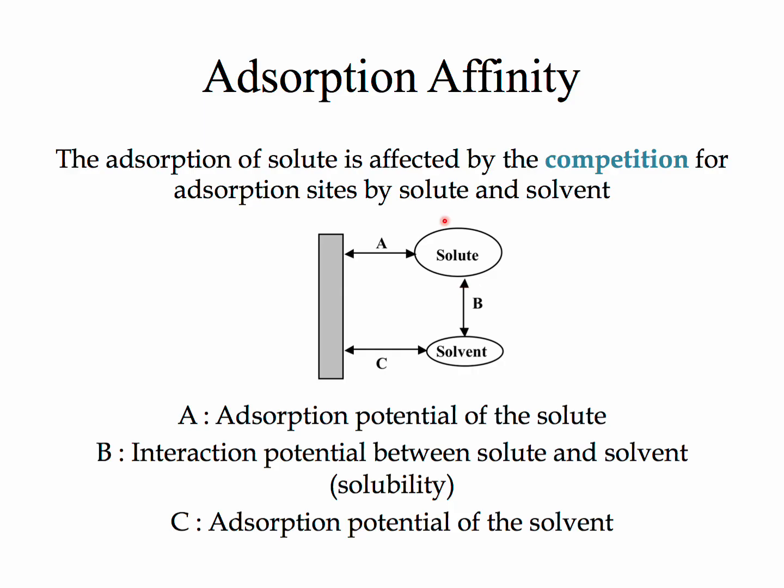Okay, B represents the interaction between the solute and the solvent, which is related to solubility. So if the solute interacts strongly with the solvent, it tends to remain dissolved in the solution rather than moving to the surface. And then finally, third, we have C.